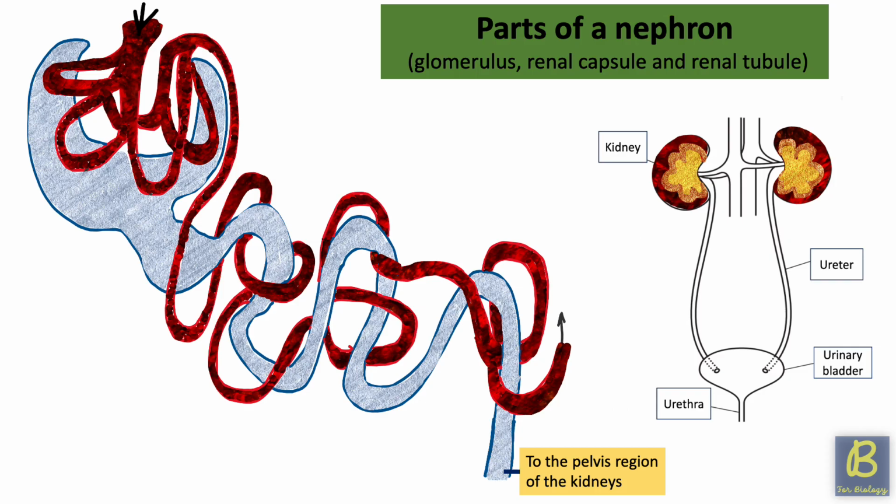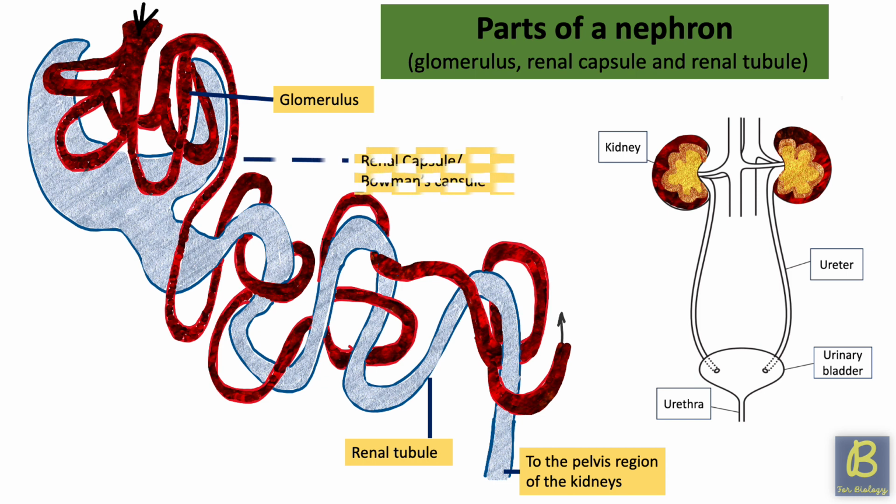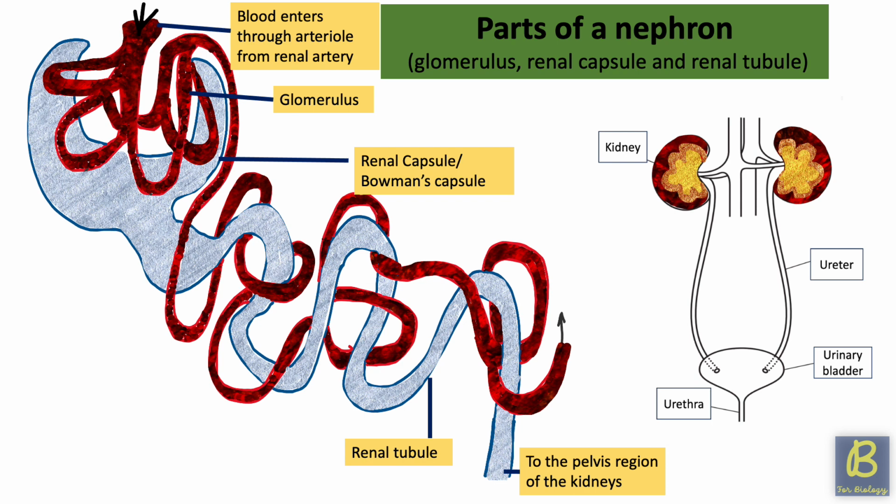A nephron is the functional unit of a kidney. Each nephron includes a filter called the glomerulus and a long tubule called the renal tubule. Glomerulus is a bunch of thin-walled capillaries that act as a filter. Glomerulus is surrounded by a double-walled pouch-like structure known as the renal capsule or Bowman's capsule, named after the surgeon who first identified it.